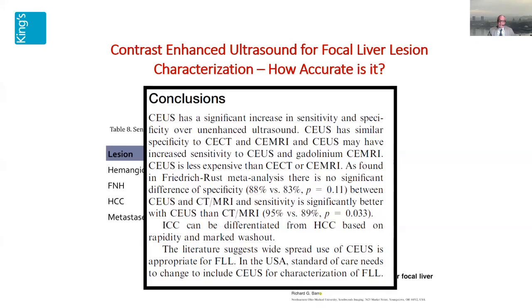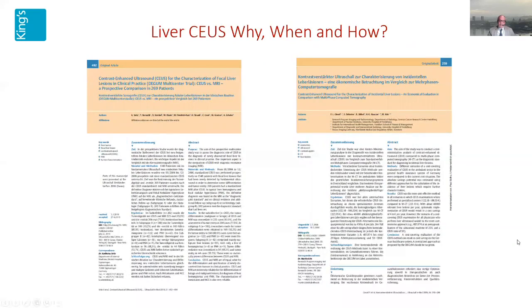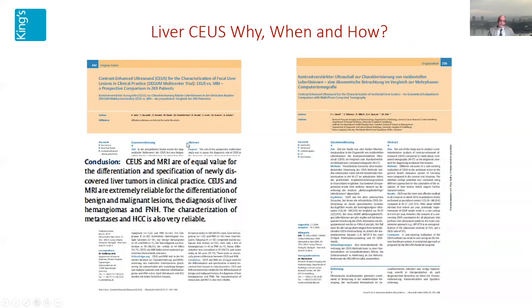So from this, we've seen that it's accurate and can exceed contrast-enhanced CT. This is the DEGUM paper that I referred to, which demonstrated the accuracy of using contrast-enhanced ultrasound, and in particular, it was extremely reliable for differentiation of benign and malignant lesions. And this is your main job in your ultrasound room, is to tease out those lesions that need further investigation, which are malignant, from those that are benign. And it was particularly good for diagnosing hemangiomas and FNHs.